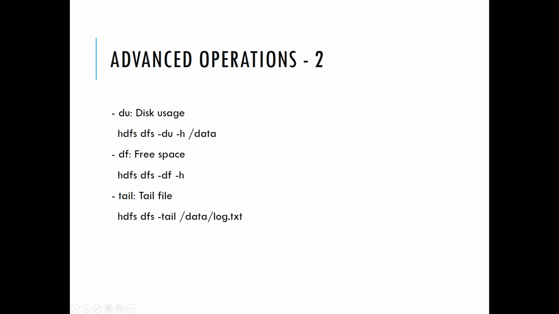For monitoring, du -h displays disk usage in human-readable format, helping track storage by directory. df -h shows overall free space in HDFS. The tail command streams the end of a file, such as logs, which is helpful for real-time debugging. These commands are key to maintaining and troubleshooting a healthy file system.